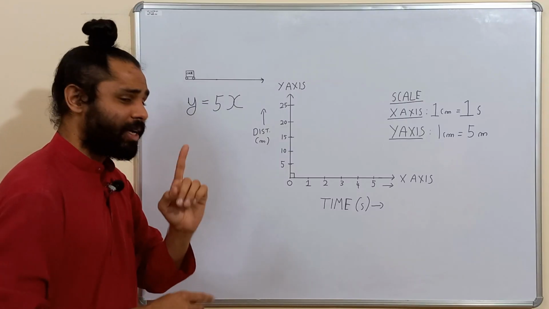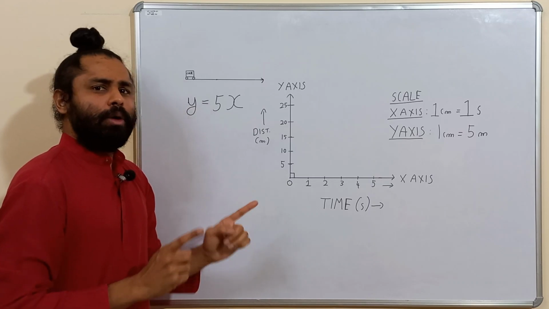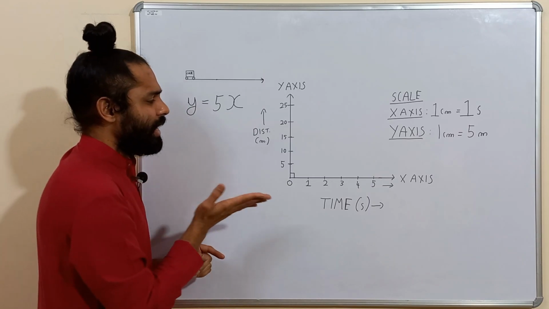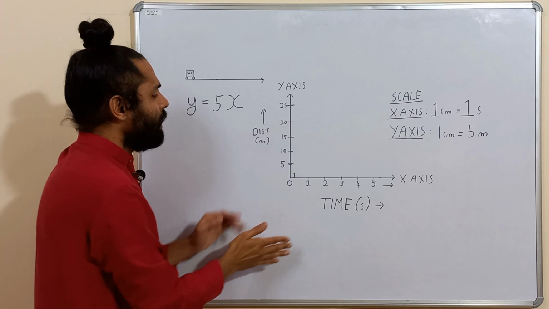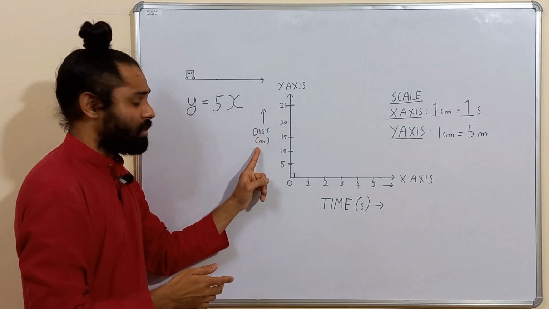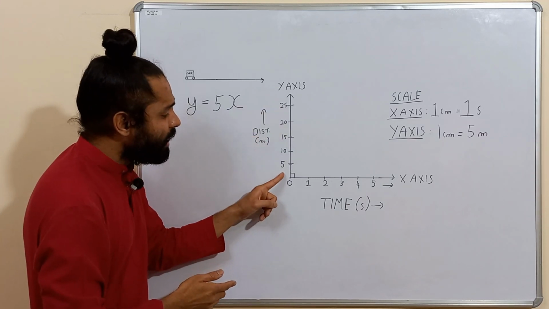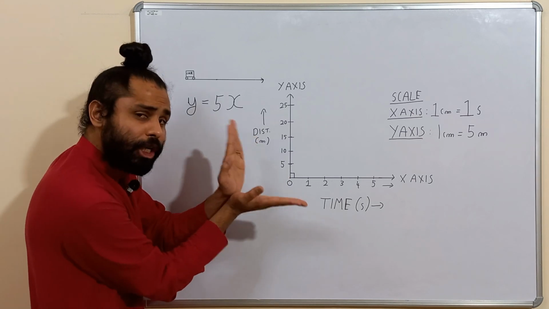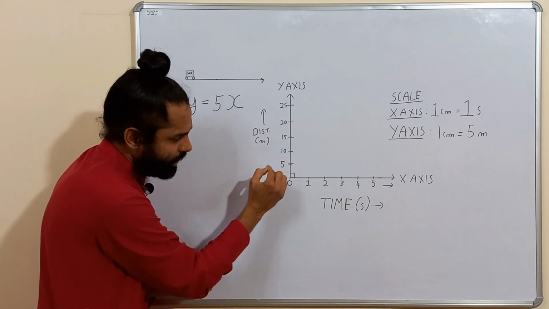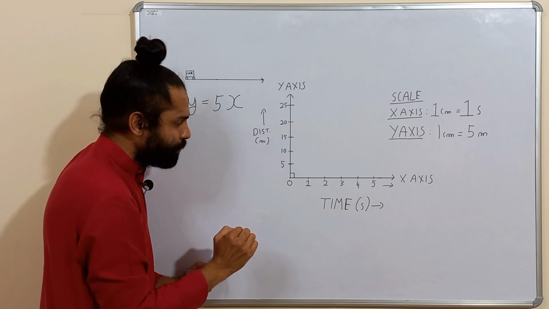Now, the last point which I alluded to in the beginning: why is it that the x-axis, that is the time, and the y-axis, that is the distance, of course in meters, why have I drawn them at this particular angle, which is shown by this kind of a box kind of a thing, right?